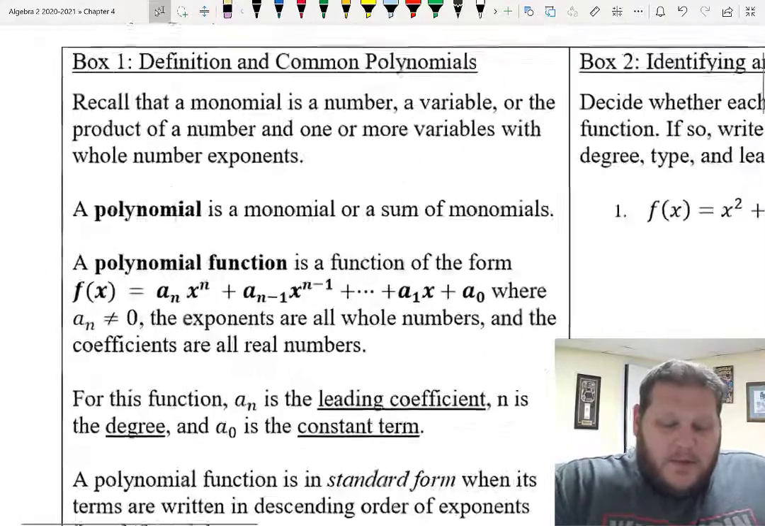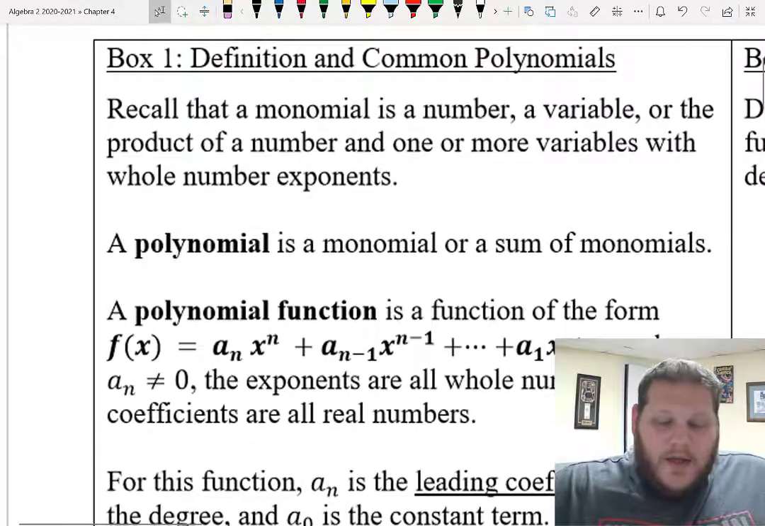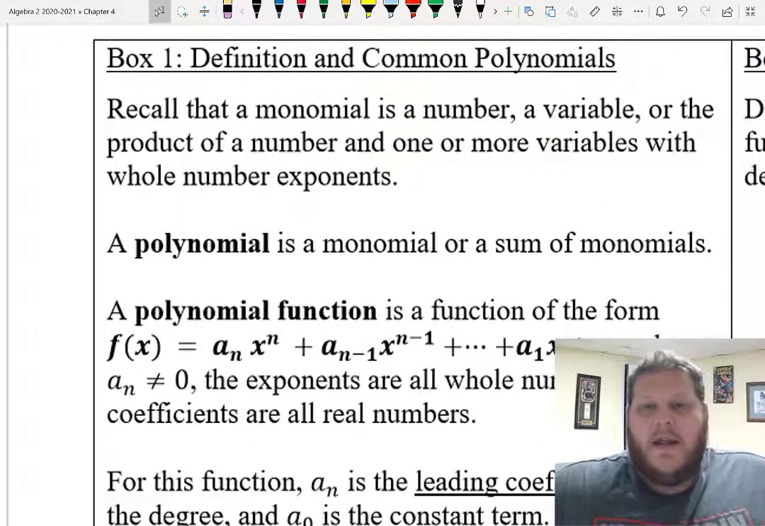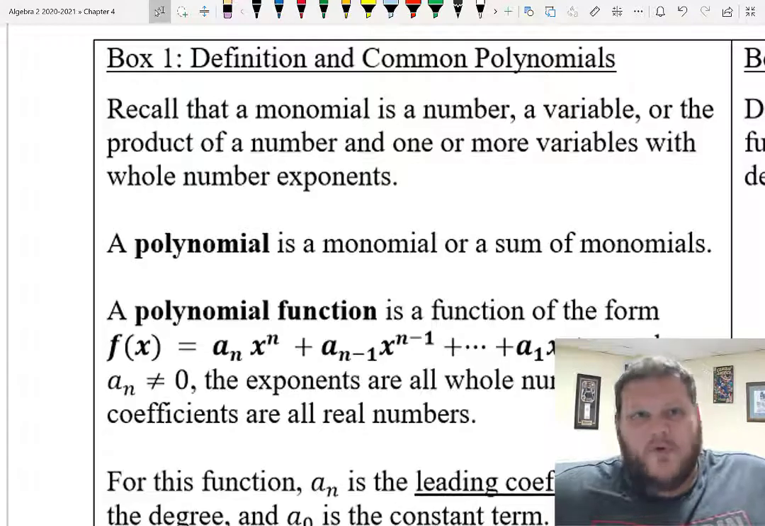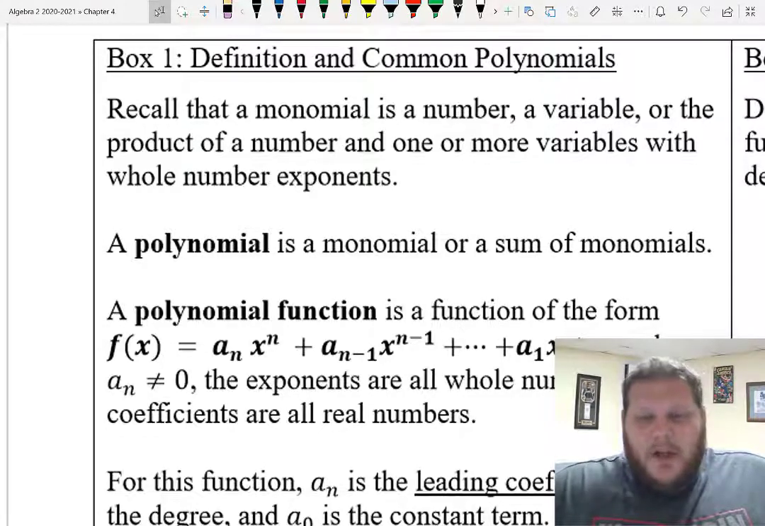So starting in box 1, just a quick refresher for us on what a polynomial is. We know that a monomial is a number, a variable, or a product of those two things, like 4x. But a polynomial is a collection of those things. So it could be just a single term, so it could be a monomial, or it could be a collection of them where we're adding or subtracting them all together.